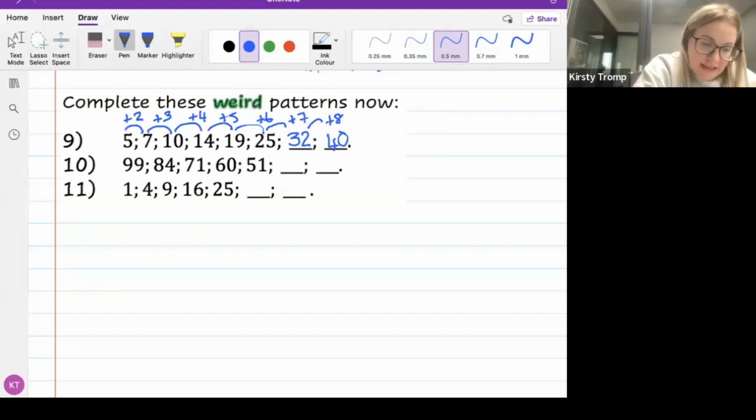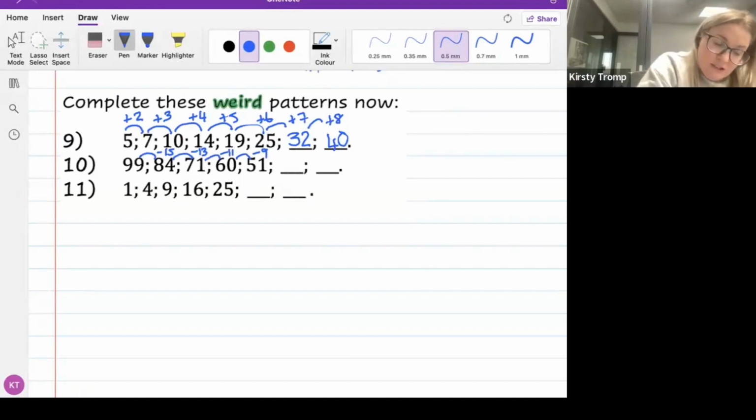Okay, let's have a look at the next one. All right. On the bottom, I've got 99, 84. So I'm subtracting. 99 minus 84 gives me minus 15. 84 minus 71 gives me minus 13. 71 minus 60 gives me minus 11. Okay. 60 minus 51 gives me minus 9.